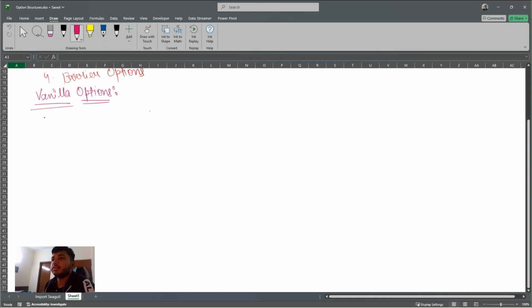Okay, so these are plain simple options. You can say, for example, first is the buy call. So what does it imply? It is giving you an option to buy, but not the obligation to buy.